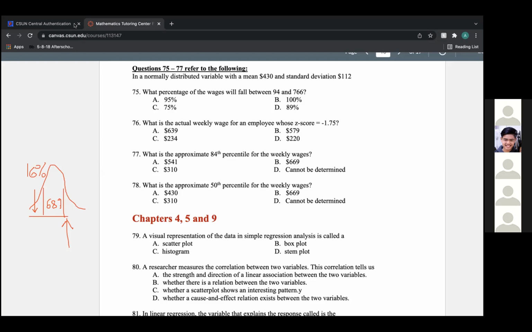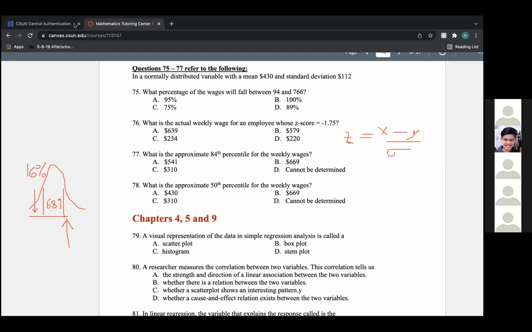I did C. I got C as well. And that's just, again, your data is the same formula we had before. Z equals data minus mean divided by deviation. 77, what is the approximate 84th percentile? Done, got it. What do we got?